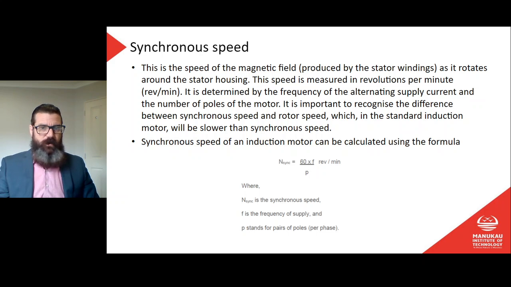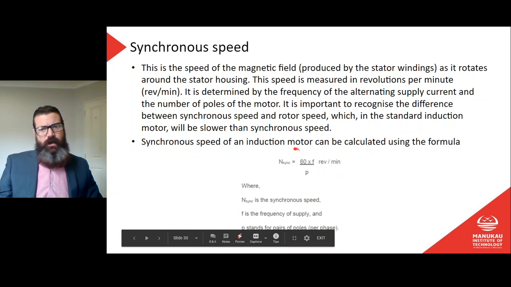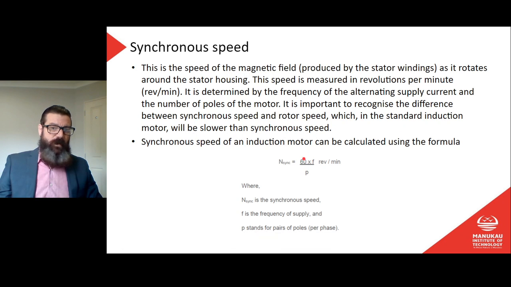The actual speed is going to be somewhat less than that. So the synchronous speed of an induction motor can be calculated using the formula n_sync. Synchronous speed equals 60, because we're using 60 to convert seconds into minutes. So 60 times frequency, because frequency is the number of positive peaks, so number of cycles per second.